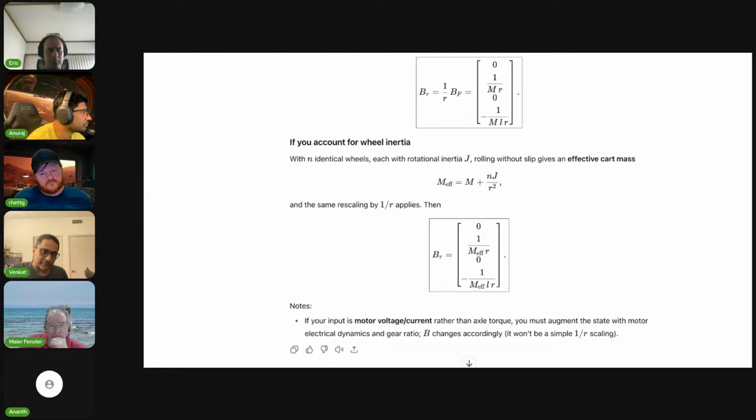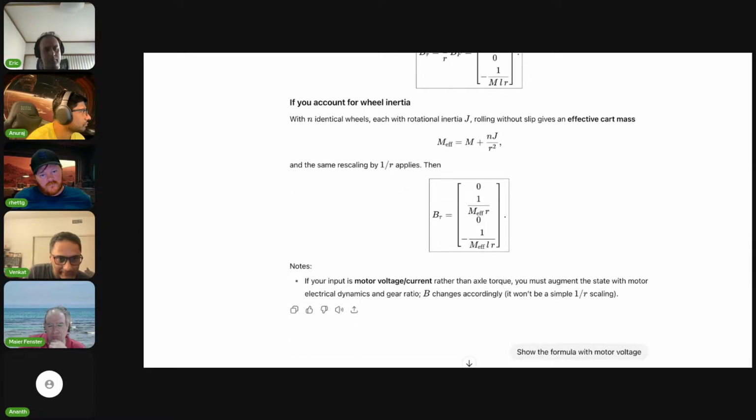But it claims you can combine rotational inertia and the mass to get something like an effective mass, and that can be plugged in and it'll work. So I'll have to check this. It might be hallucinating this, probably not. This stuff is so standard, I'm sure there's a lot of it in the training data.